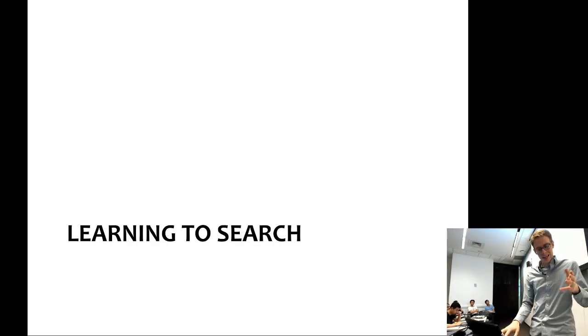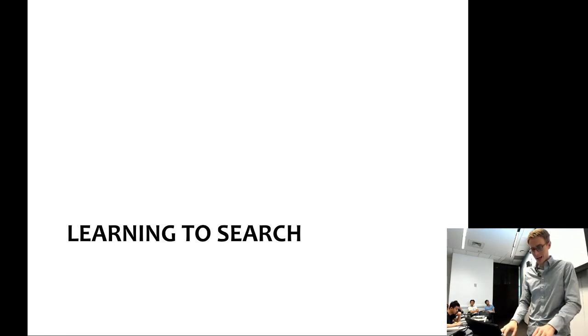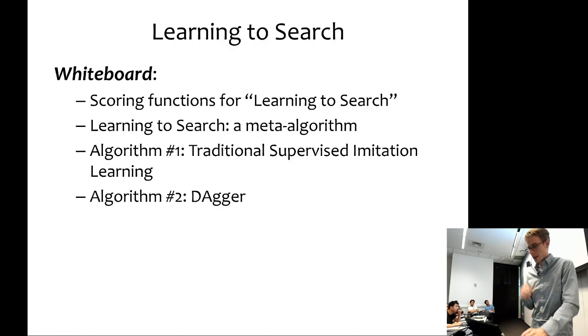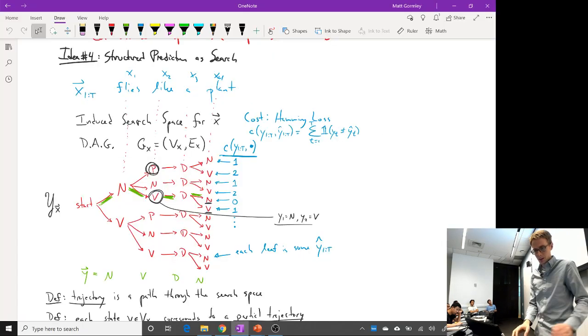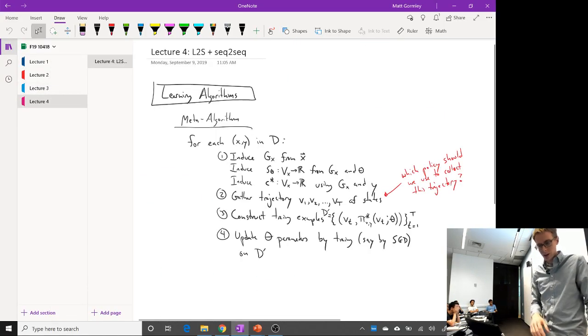Okay, so back to learning to search. Now that we have some notion of how we could actually score these paths, let's think about that meta-algorithm that we had introduced and how to specialize it so that we can get two algorithms that we'll talk a lot about, which are the traditional supervised imitation learning and Dagger. So here's our meta-algorithm from last time.